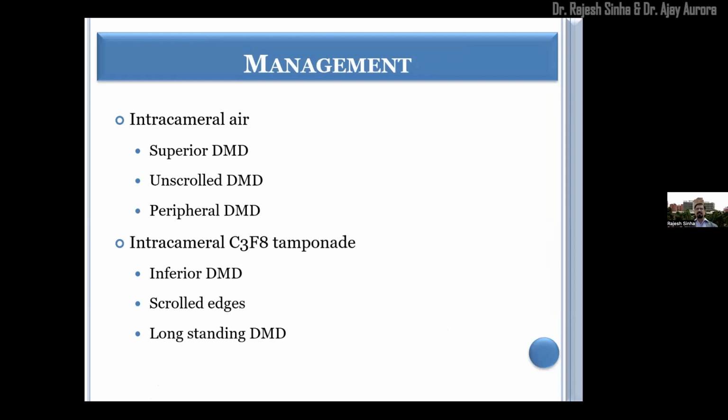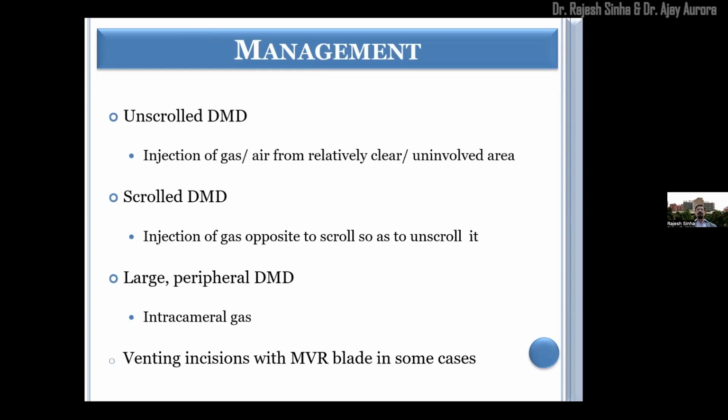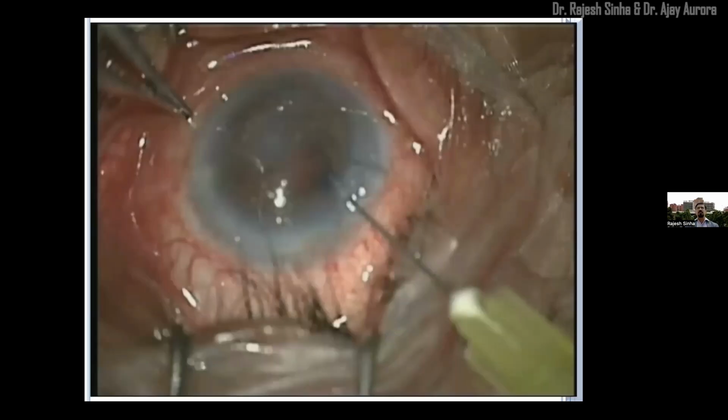The detached Descemet's membrane. As far as management is concerned, intracameral air helps in superior DMD, unscrolled DMD, and peripheral DMDs. But if it's an inferior DMD, there are scrolled edges, it's a long-standing DMD, then intracameral C3F8 should be used. And if it's a scrolled DMD, you should inject air or gas from the opposite side so that you unscroll the scrolled part. And at times when it's a long-standing DMD, you may have to give venting incision in the stroma from outside, so that you drain the fluid that is collected in the supradesmetic space.